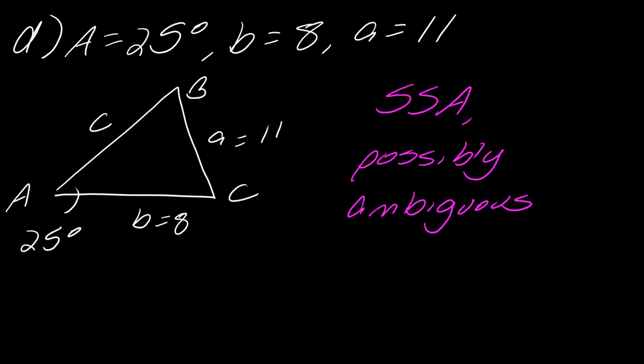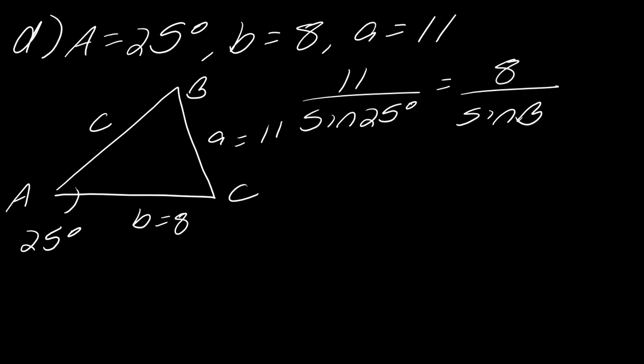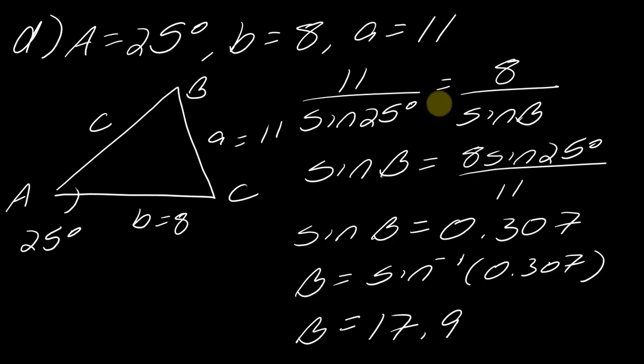All right. When I draw my sketch, I have side-side-angle, so it's possibly ambiguous, right? Now I have to do a little bit of work to figure out whether it is the ambiguous case or not. I've got 11 over sine of 25 equals 8 over sine of B. I go through and figure this out, and I've written out all the work here. I'm assuming that you tried this on your own, but if not, you can pause to see all the work I did. What I get is that my angle B is 17.9 degrees. I should have written degrees there, sorry.